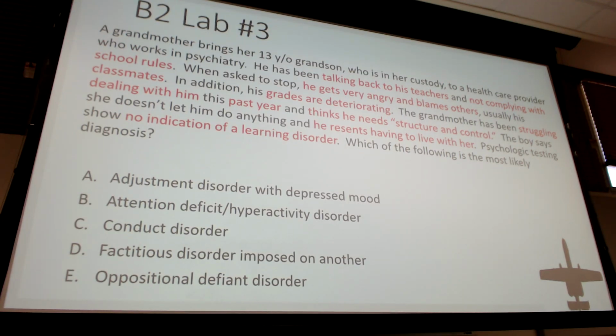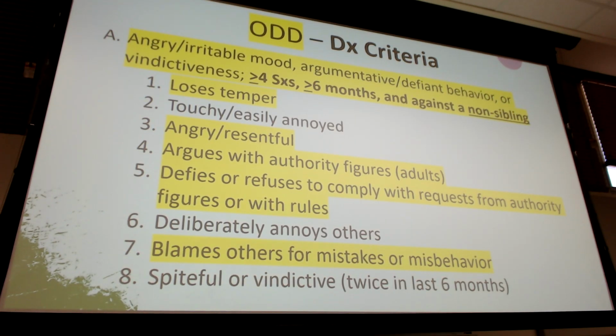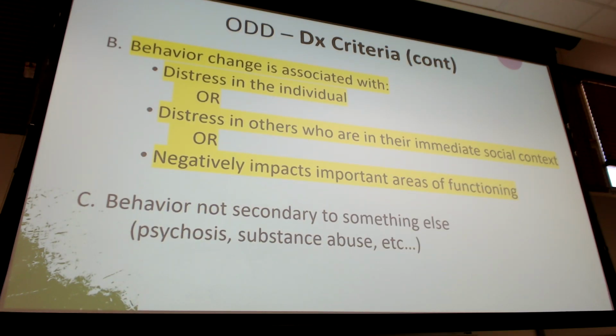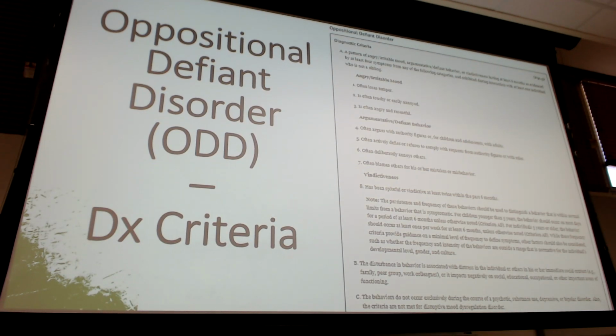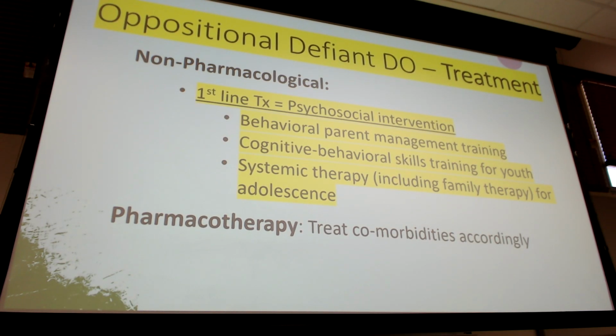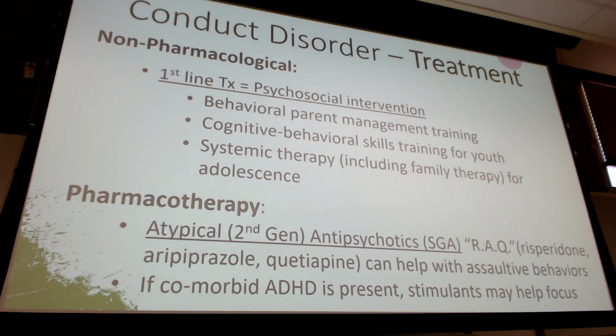Good. How about oppositional defiant disorder? Yes. Sticking with it? Okay, good job. There's our criteria. A lot of emotional dysregulation in these diagnostic criteria. Good. Oppositional, argumentative, defiance in the name. There you go. Distressing the self and others, negatively impacting. There's the pink box. What do we do for it? Yeah. Psychosocial intervention. Good job.